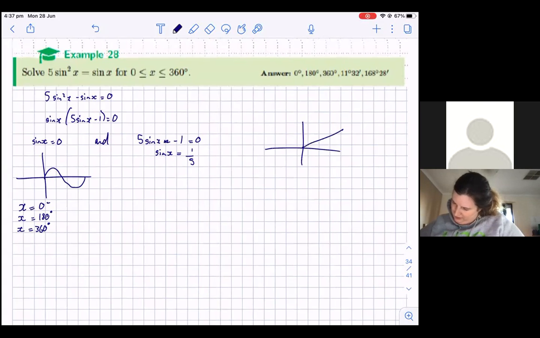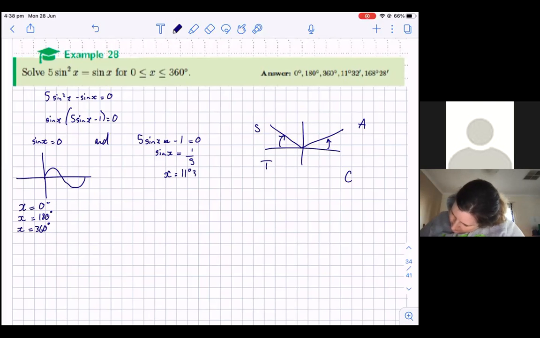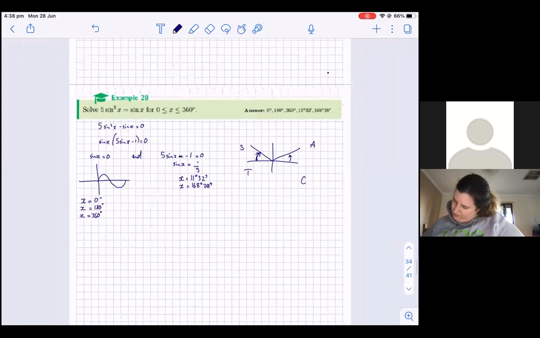1/5 is not so nice, and we're going to need both these answers. So the first one we'll do in our calculator, arcsine 1/5. That gave me 11 degrees, 32 minutes. The other one is 11 degrees, 32 minutes back from 180, which gives me 168 degrees, 28 minutes. So they're my 5 answers.